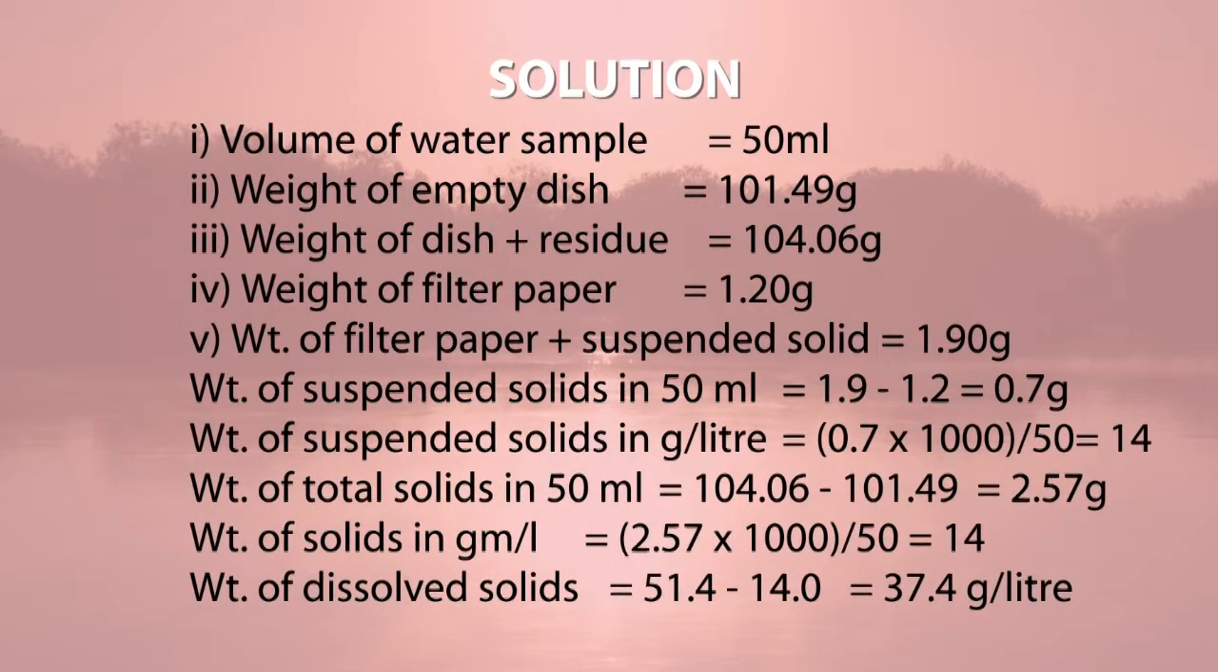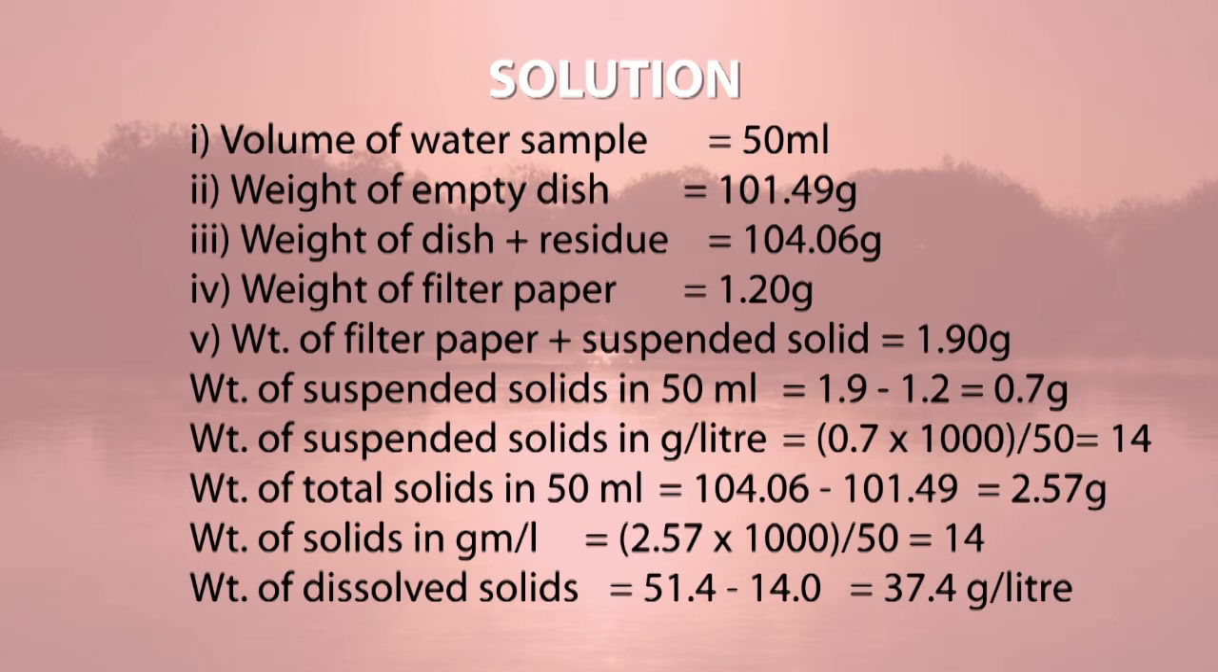So here the calculation: volume of water sample is equal to 50 ml, weight of the empty dish 101.49 gram, weight of dish plus residue 104.06 gram, weight of filter paper 1.20 gram, weight of filter paper plus suspended solid 1.90 gram. So weight of suspended solid is equal to 0.7 gram. So weight of suspended solid in gram per liter, this is 14.